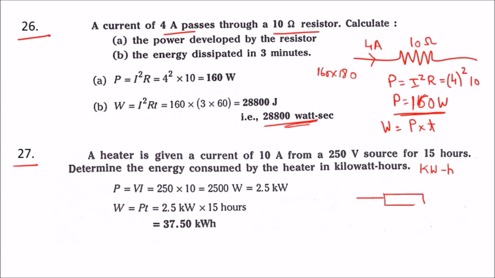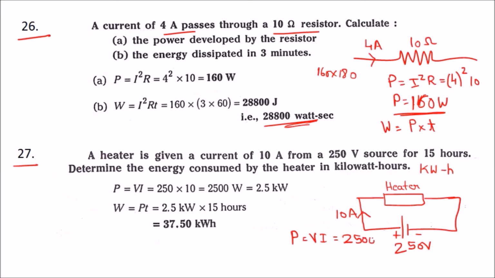So let us assume a heater which is connected to a voltage source of 250 volts, and the current to the heater is given as 10. First we need to find power. Power is nothing but V into I, which is 2500 watt. When we convert this into kilowatt, we get 2.5 kilowatt.